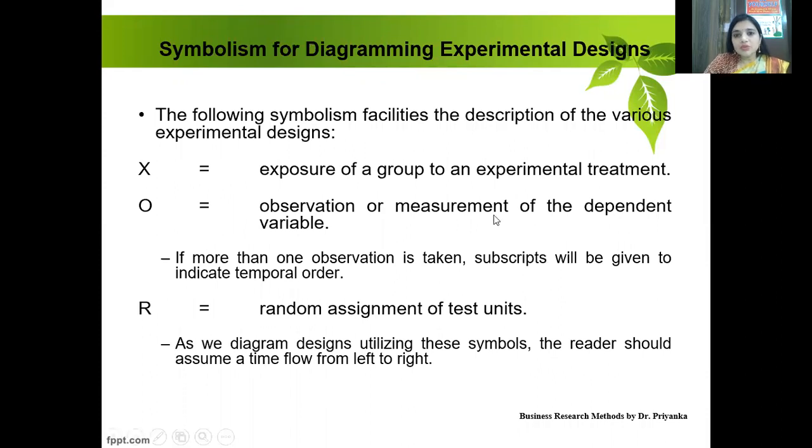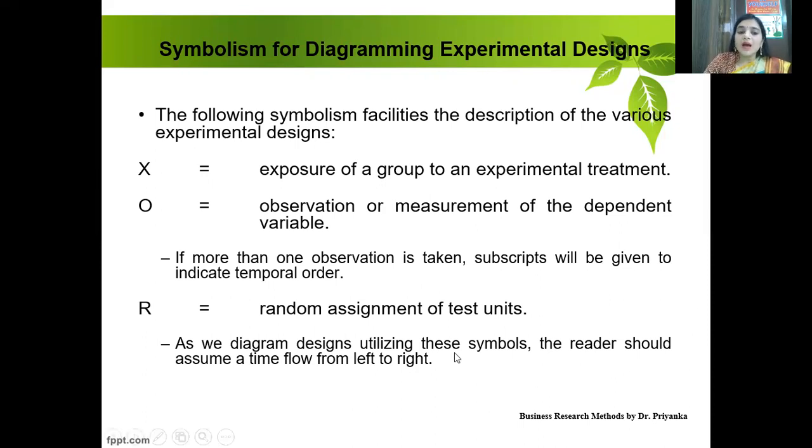So the symbolism we use for experimental designs is basically this way. X would be taken for the one which is going to face the experimental treatment, that means the independent variable. O is the observation or measurement of the dependent variable. So X here is the independent variable for us and O is our dependent variable. If more than one observation is taken, subscripts will be given to indicate temporal order. If you are going to take more than one observation, then there is a setting for that also. We will be discussing these things in upcoming slides throughout the PPT.